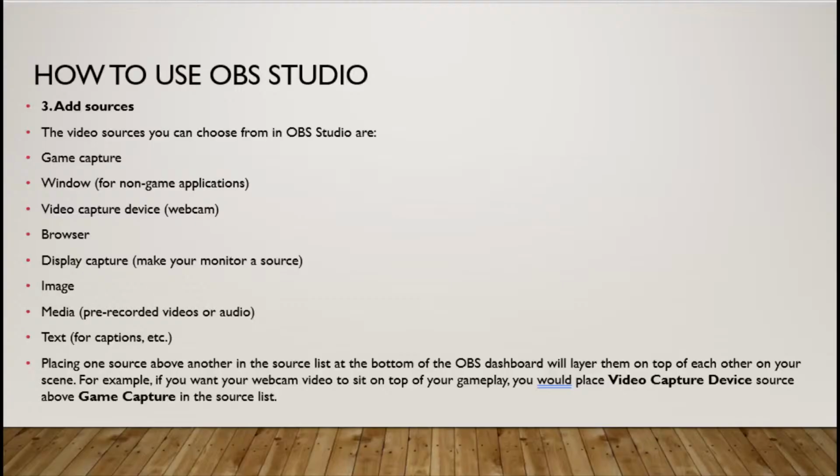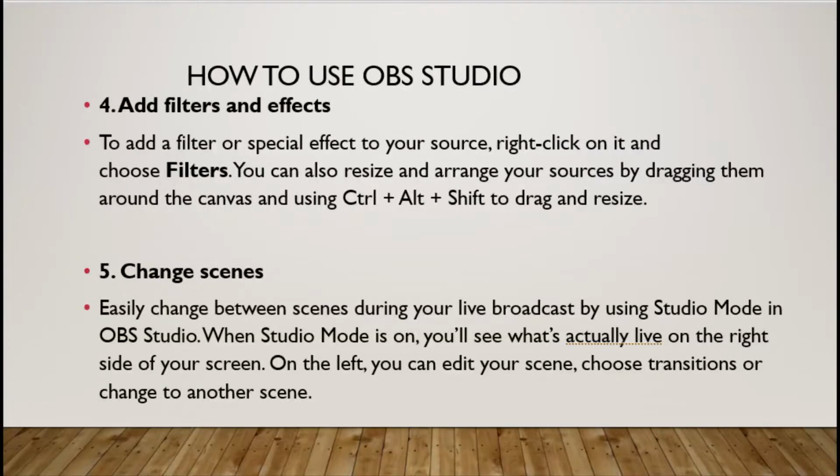So you place one source above the other in a source list at the bottom of the OBS dashboard. It will layer them on top of each other on your scene. So for example, if you want your webcam video to sit on top of your gameplay, you would place the video capture device source above game capture in the source list, and it will show that way. And I'll show you my scene and how I layered it maybe.